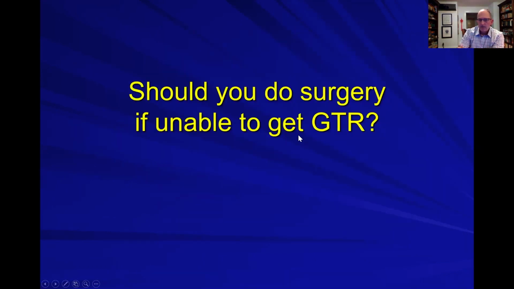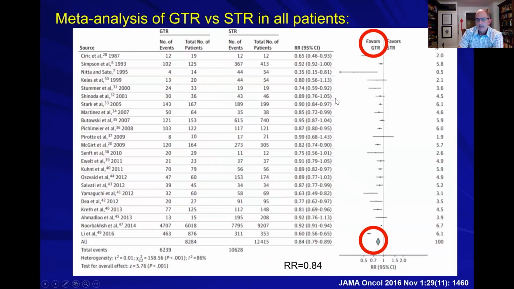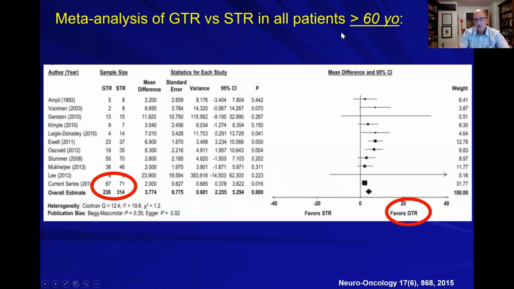Should you do surgery if unable to get gross total resection? So I've been emphasizing this gross total resection. And we have lots of data that shows it should be sort of the standard. So here's a good meta-analysis showing lots of studies, and in all these studies, gross total resection favors improved survival. Even in older, more frail patients, if we can get gross total resections, that favors survival. But as I also emphasized, it's unrealistic to get that in all of our patients.